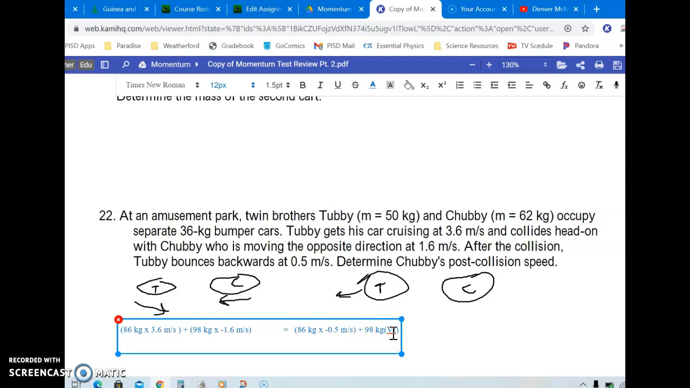Once you have that set up, you're just going to solve that. You would multiply these two, get that answer, multiply these two, put that answer. Then you will either add, or if this one's negative, you actually subtract them, get that answer. You're going to multiply this and get that answer. It's going to be a negative number, so you're going to have to add that number to this side and this side to get rid of it. And then you will divide both sides by 98 kilograms to find out what the final velocity is, and that will be your answer. Now, if that number is negative, that tells us that Chubby is going this way, to the left. If that number is positive, that would mean Chubby bounces back the opposite direction and goes in the positive direction.